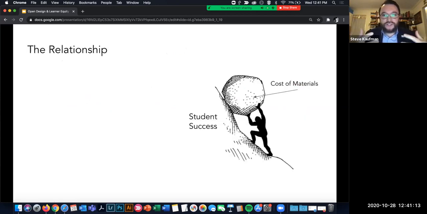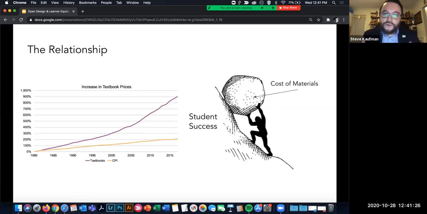We know that student success is a heavy lift, especially with online learning. And of course, the cost of materials is a tough boulder to push up that hill, right? Sisyphus trying to push this thing up the hill. And what makes this even more difficult is that I think the cost of textbooks has increased something like 1,600% in the last 30 years. CPI is the consumer price index. That's essentially like credit card debt across the board. And you can see how that slowly trickles up, but 3 times higher than CPI is where the increase of textbook prices is. We know this.